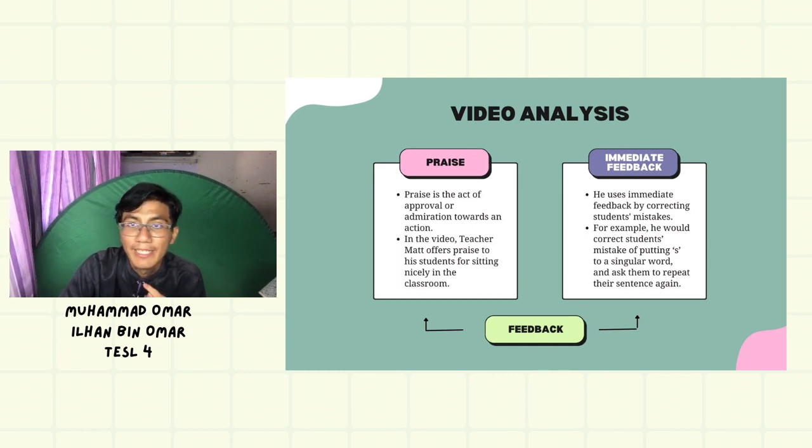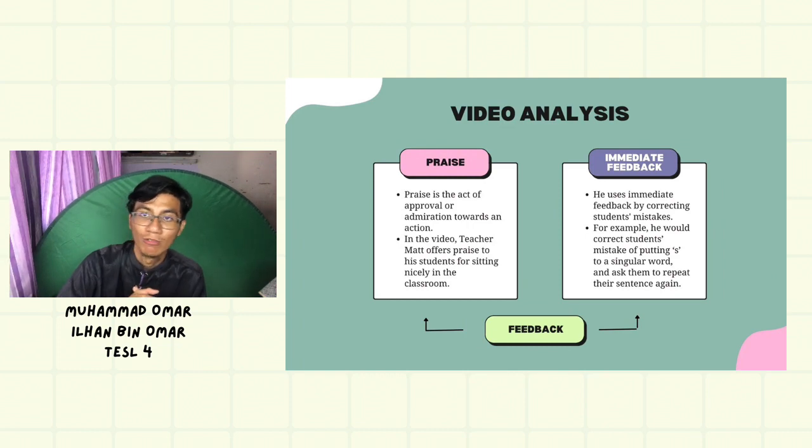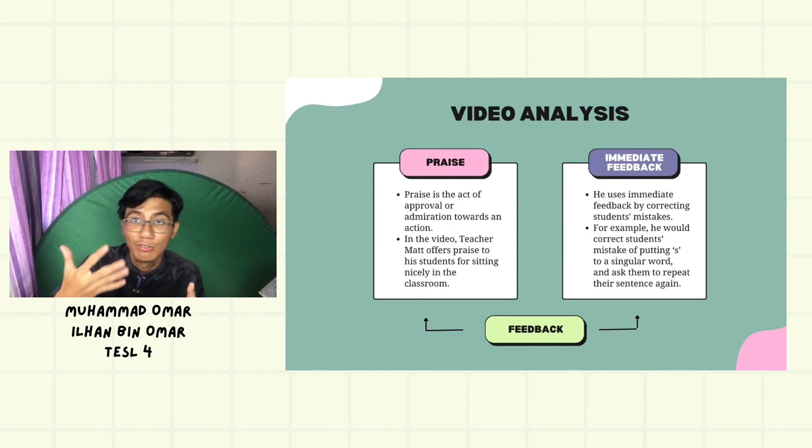Moreover, he used immediate feedback by correcting students' mistakes. In the video, Teacher Matt would provide immediate response to an error. For example, he would correct students' mistake of putting S to a singular word and ask them to repeat again. For example, he asked the students, "Girls, how many stars did you have?" And the students would say, "We have 1 stars." And then he said, "No, it is not 1 stars. It is 1 star. Repeat it again." And then the students repeat it.